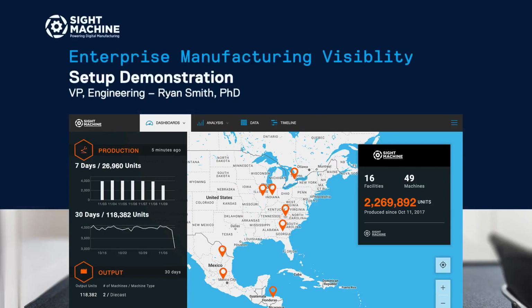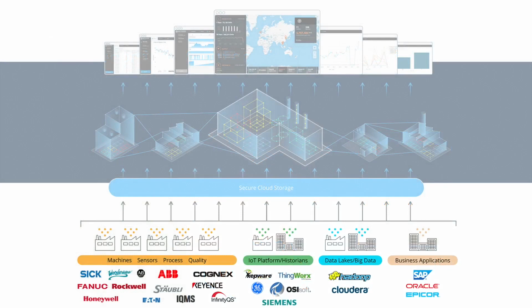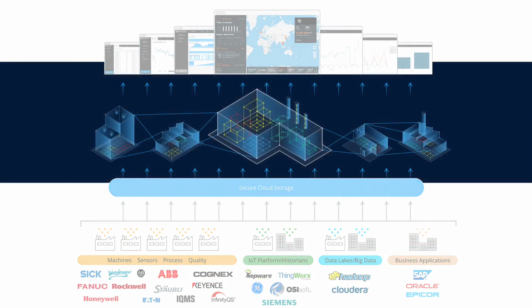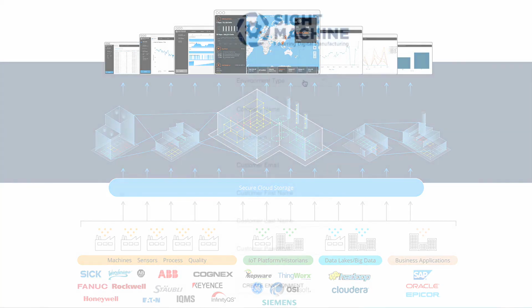So today we'll be going through Sight Machine's new EMV offering. It offers self-service setup of grabbing data from any factory floor system, secure transmission to the cloud, basic digital twin building capabilities, and then a suite of visibility applications on top of it to see your remote facilities.